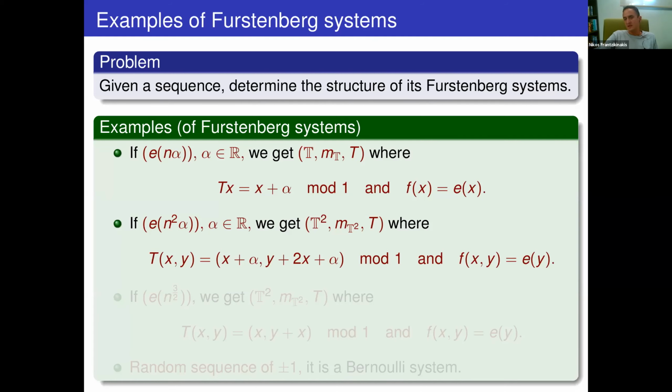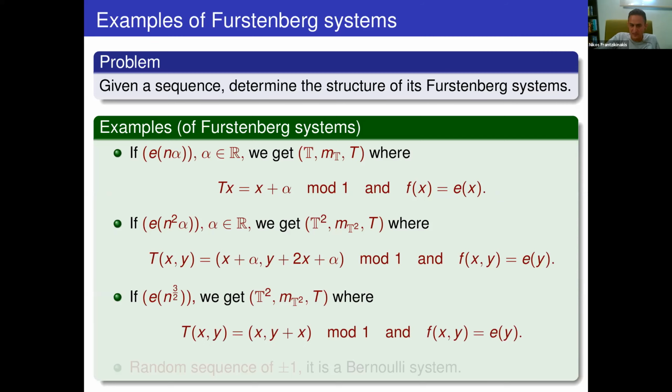But sometimes things work out in a stranger way. For example, let's take this sequence, e to the n to the 3/2, or any alpha that is, let's say, not an integer. Then I cannot think of a system of algebraic nature, like the previous one, such that if I take n iterates, n to the 3/2 will pop out. It just doesn't happen like that. But this doesn't mean that you cannot be isomorphic with something of this form, because what I want is not a point-wise identity. I want the statistics to be the same.